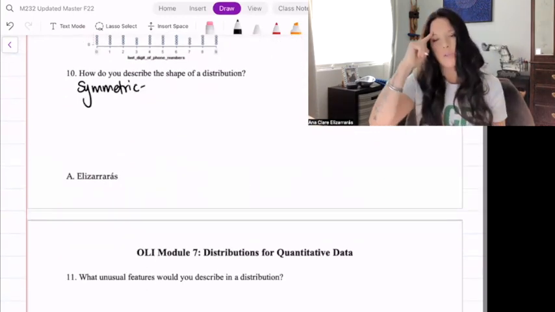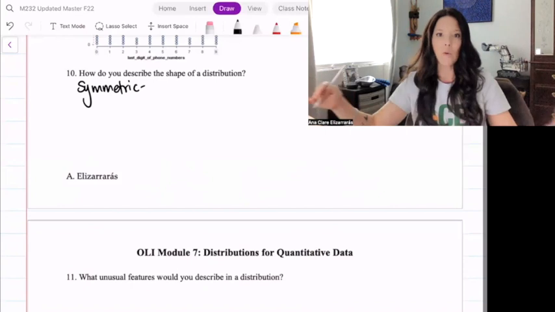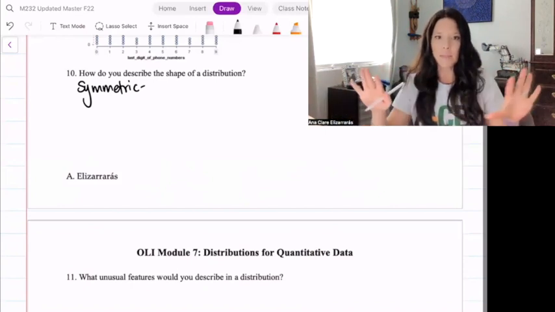A symmetric distribution is one in which if you folded the distribution in half, the left side and the right side would match up. It doesn't necessarily have to be a normal distribution or a bell curve. It just means that the left and the right are symmetrical.